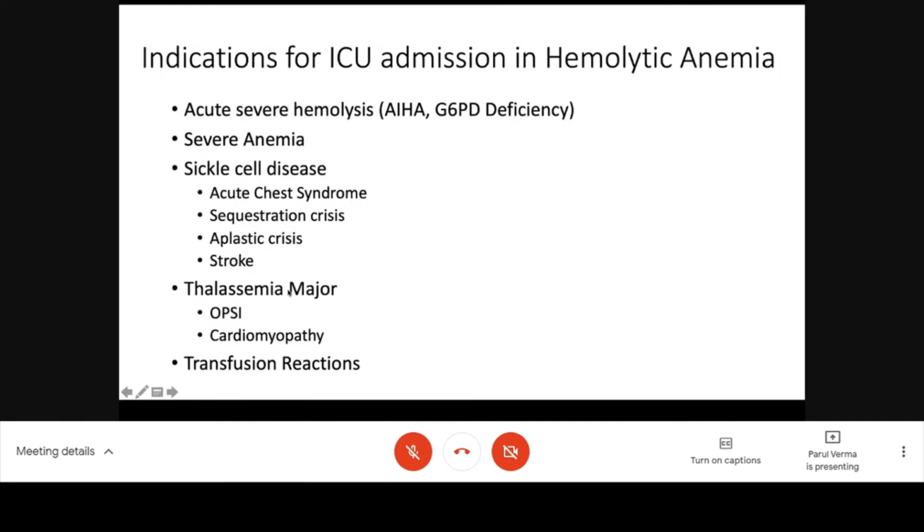Then a child with Thal major who has not been properly chelated, there would be iron deposited in his heart, and such a child may develop cardiomyopathy. But again, uncommon in children, more common in adults. And the last category is transfusion reaction. So a child needing transfusion may develop any life-threatening transfusion reaction needing ICU care. Now, I would be focusing more on the acute severe hemolysis, severe anemia, and sickle cell disease. Transfusion reactions I'm not going to deal with, and Thal major, because these complications are not common in children, so I'll not touch upon them.